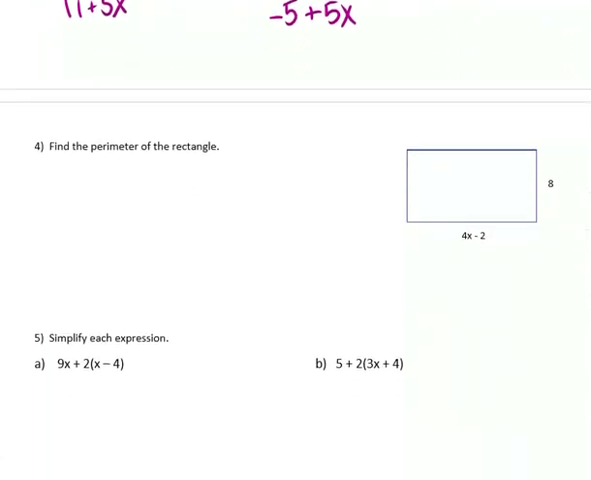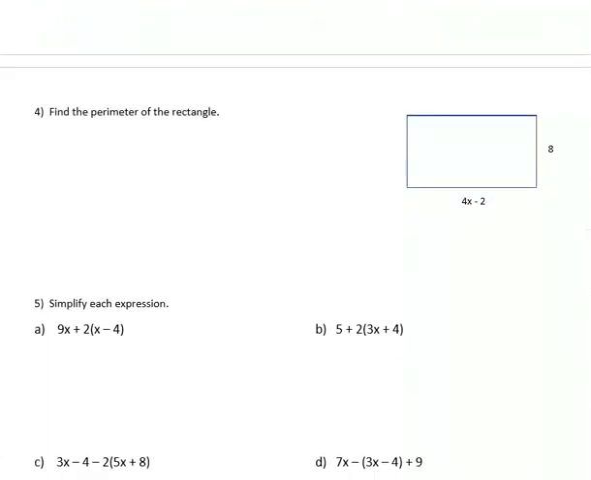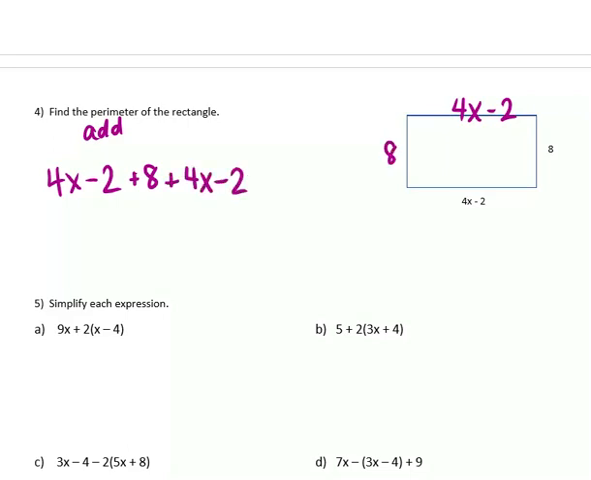Okay, next page. Perimeter. Perimeter means the distance outside the shape. So this side, this side, this side, and this side, and you add them up. So I'm going to take that 4x minus 2, add the 8, but you have to be careful because that's only 2 of the sides. If this is 4x minus 2, then this is also 4x minus 2. And if that right side is 8, then this side is 8.